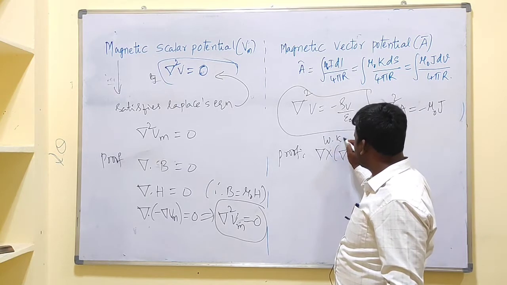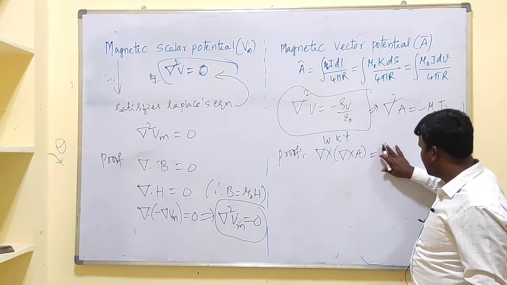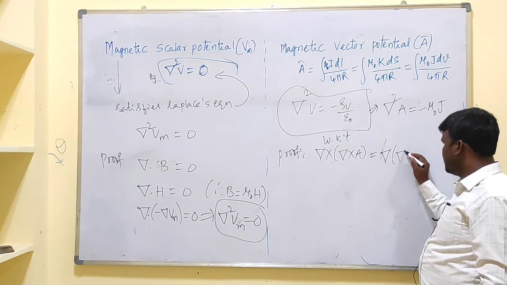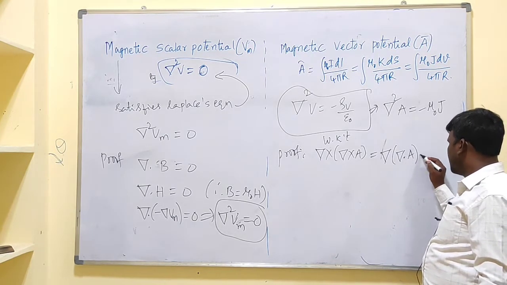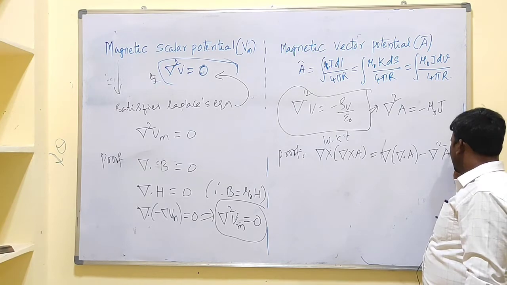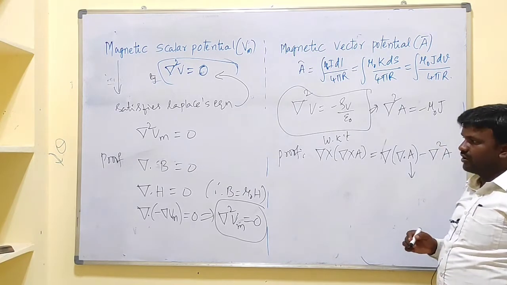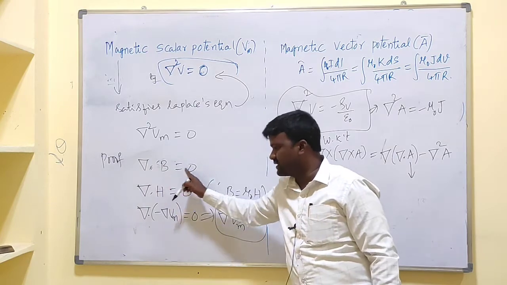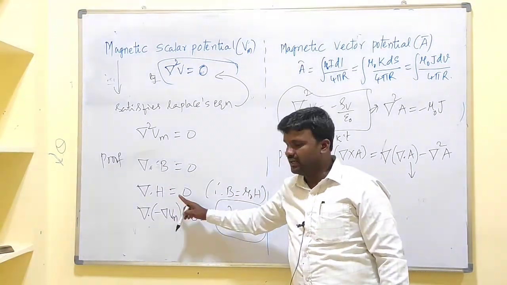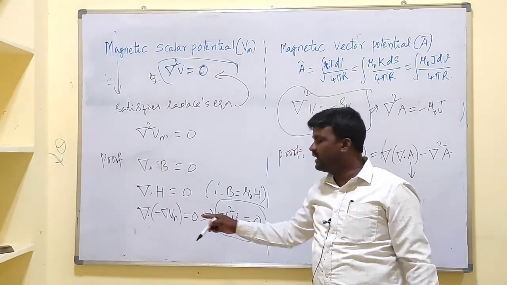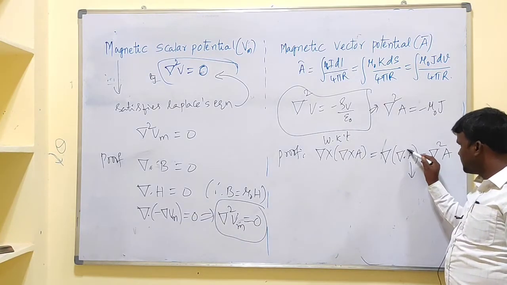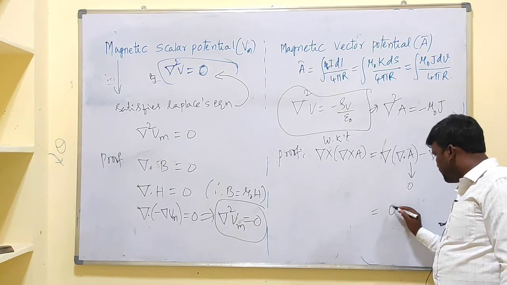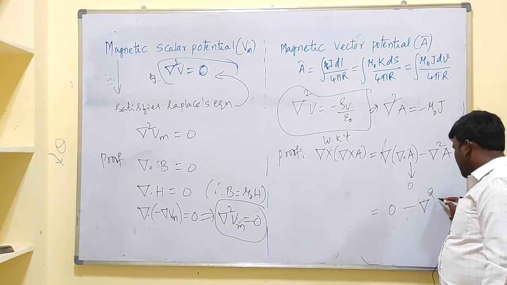We know that del cross del cross A, please refer the Laplacian operator topic, is del of del dot A minus del square A. What is A? It is a magnetic field component. For the magnetic field components, divergence of magnetic flux density is 0, divergence of magnetic field intensity is 0. Divergence of magnetic field is 0. As it is a magnetic field quantity, this becomes 0. So del of 0 is 0, and here minus del square A.